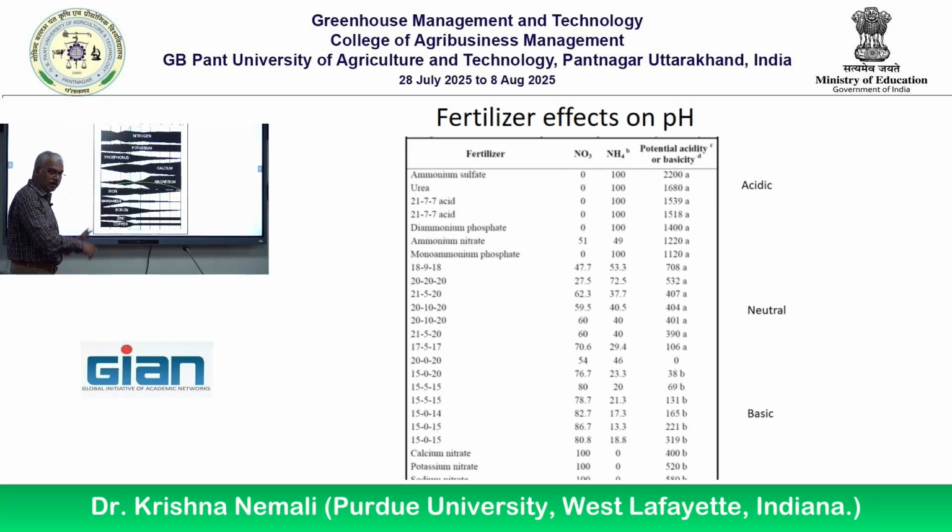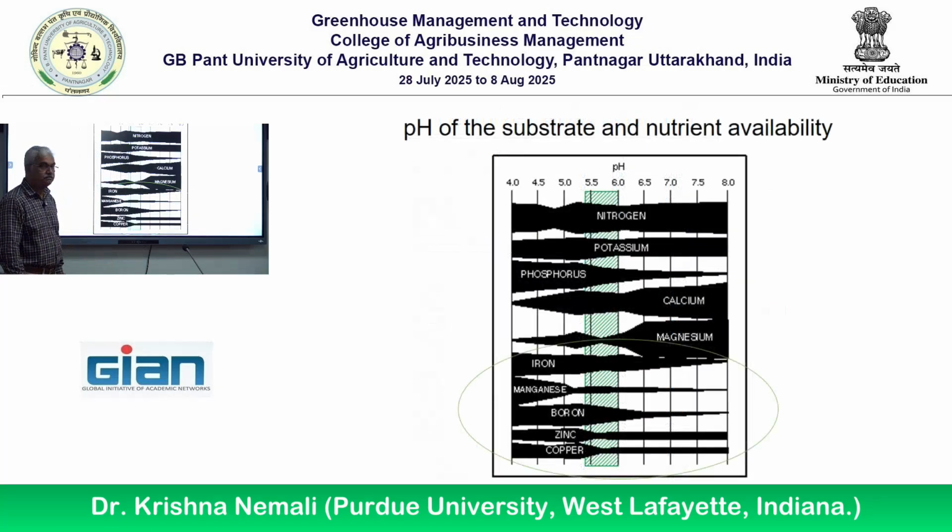All right, this is an important slide, the most important slide for pH. What are you seeing? Who can interpret this? Take a deep look at this slide. Okay, what do you see at the top? You see a pH scale all the way from 4 to 8. Okay, and then you have different elements here that you know. The wider the bar, the more availability in that range.